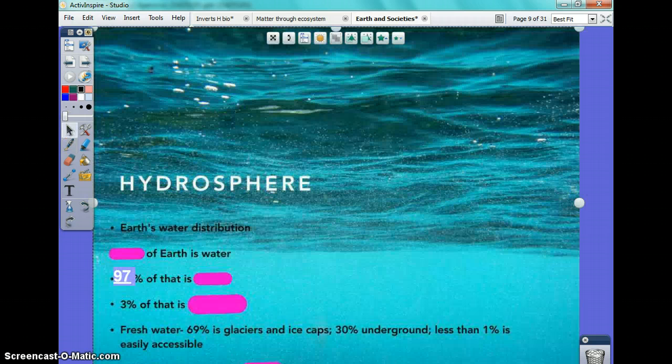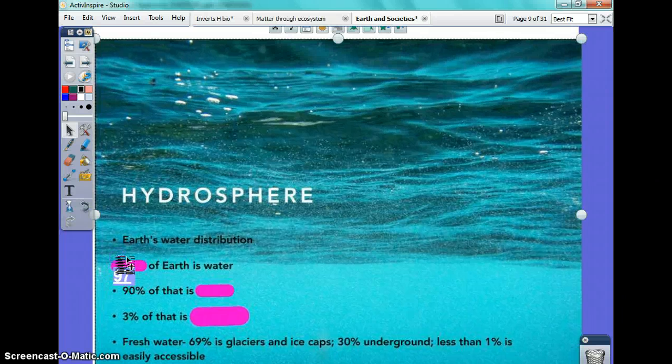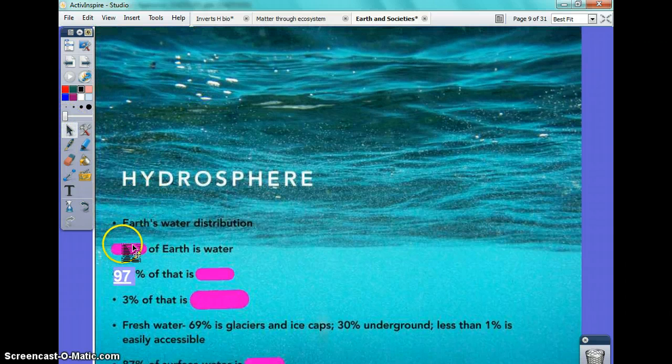Okay, so can anybody give me a definition for the hydrosphere? Water and all. Yeah, so it's Earth's water distribution. So what percent of Earth is water? About 70, or 71. Yeah, I have 70, but like 71. Okay. 97% of that water is salt water.